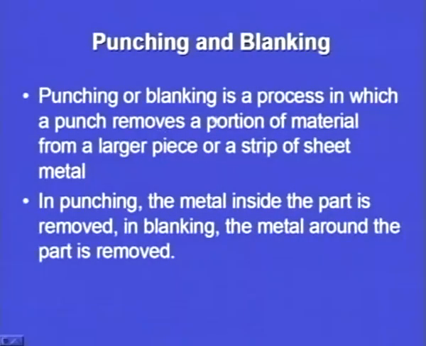So punching or blanking is a process in which a punch removes a portion of the material from a larger piece or a strip of sheet metal. In punching, the metal inside the part is removed. In blanking, the metal around the part is removed. So this gives a very basic difference between the punching and the blanking operation.